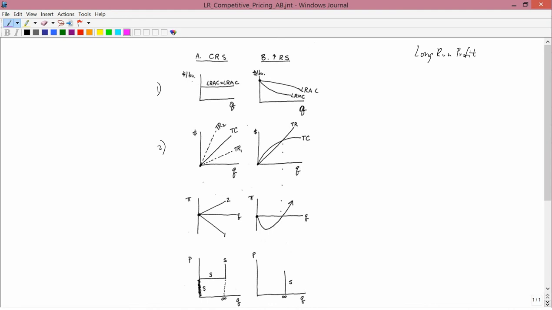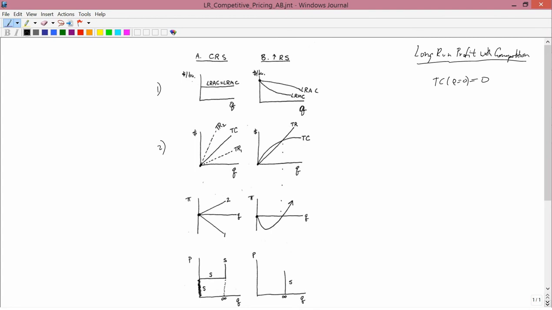Total costs start at zero in the long run. Because in the long run, if you don't want to produce anything, you don't have any fixed costs, so you just don't buy any inputs and your total costs are zero. So how about total revenue? We're going to study long run profit with competition, just like we were doing in the short run. So total revenue curves are straight lines coming from the origin. In row two here, I've given two examples of total revenue curves, TR1 with a low price and TR2 with a high price.